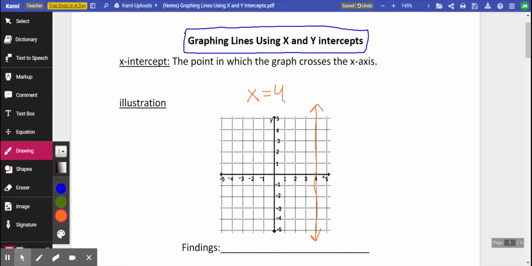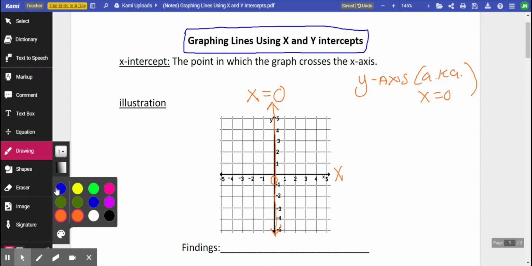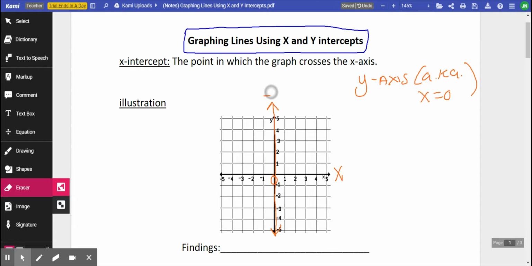What would happen though if I change that value to 0? X is equal to 0. So that would actually be crossing the x-axis at the value of 0, which would be right in the middle. That actually has another name though. If you remember, the name for the line would be the y-axis. So another way of saying the y-axis is x equals 0. So let's write this down on the side. The equation for the y-axis will be also known as x equals 0. Okay, so just remember that. It's going to come into play in a little bit.